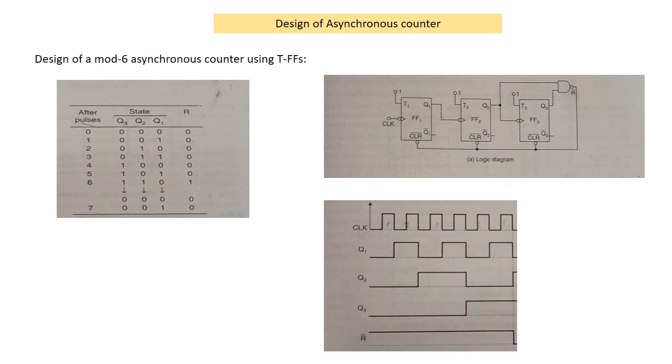If initially the counter is in the state 000, then after the first clock pulse, it goes to 0 0 1. After the second clock pulse, it goes to 0 1 0 and so on. After the sixth clock pulse, it goes to 0 0 0. For the design of this counter, write the truth table.